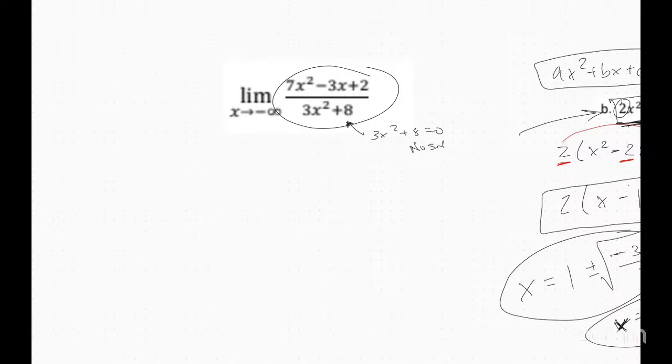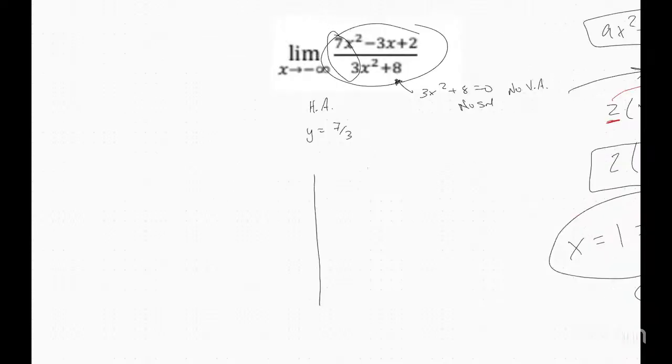And to find horizontal asymptotes, if the powers are the same, you would just divide the coefficients. So the horizontal asymptote is y equals 7/3. Exactly. And what does that mean for it to be a horizontal asymptote? That means it can't go higher than 7/3. So 7/3 is right here. So that's my horizontal asymptote.